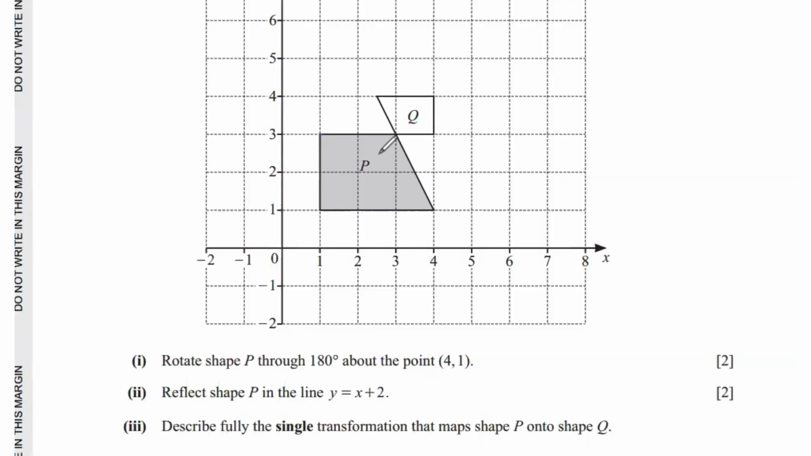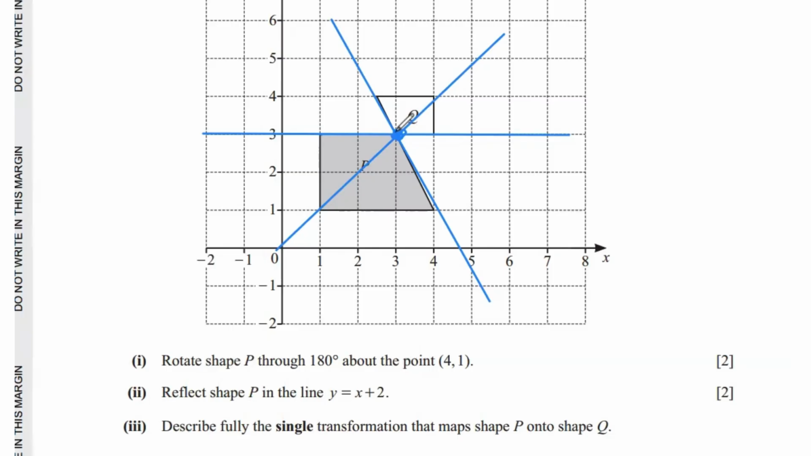Now for the center of enlargement, we can join corresponding points. So we know this point is this one, and this one is this one. So all of the lines that we have drawn through the corresponding points are passing through (3, 3). So this is your center of enlargement.